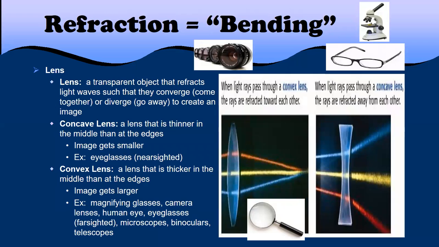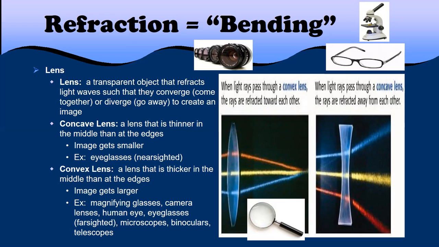So now, lenses. Okay, lenses. Where do we see lenses most of the time? Well, if you wear glasses, you have lenses, and they are just like a mirror. Just like reflection, there are different types of lenses. So the first lens that we know of is a transparent object that refracts or bends light waves such that they converge, or come together, or they diverge, they go away, to create an image.